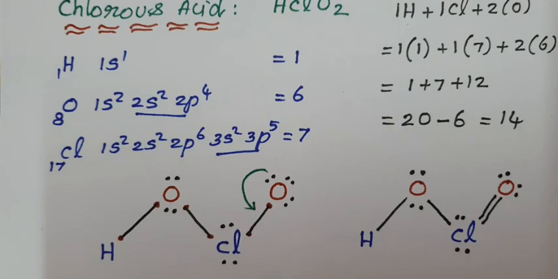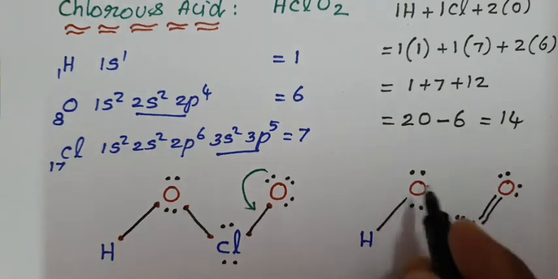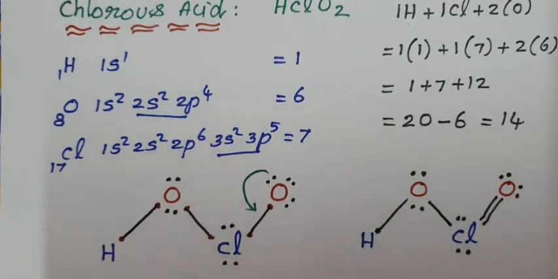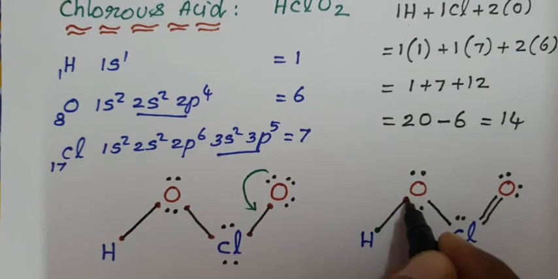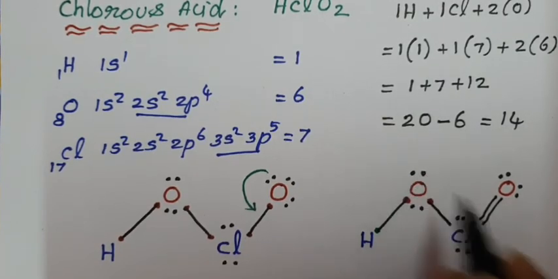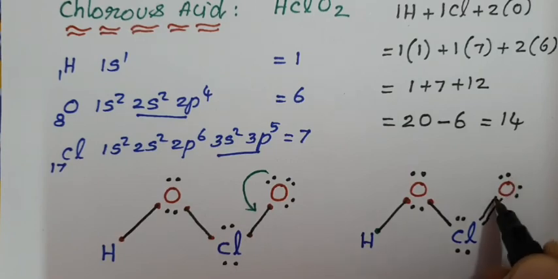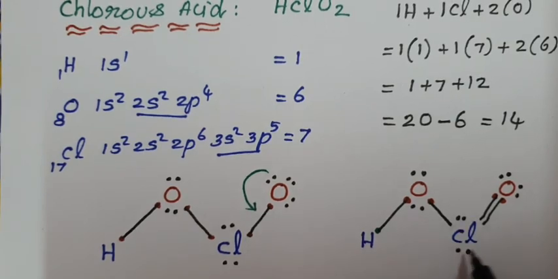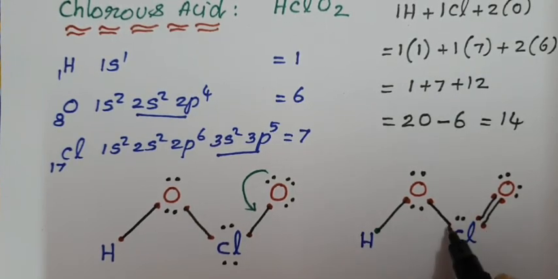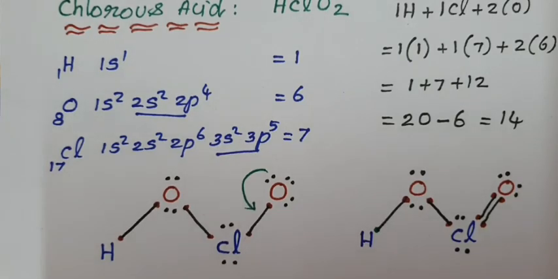If you count the number of electrons around each individual element, you will get 1 electron for hydrogen. Correct. Around the oxygen atom, there must be how many electrons? 6 electrons: 1, 2, 3, 4, 5, 6. Around the chlorine atom, there are 7 electrons: 2, 4, 5, 6, 7. The structure is over and there is no excess plus or minus charge on this chlorous acid.